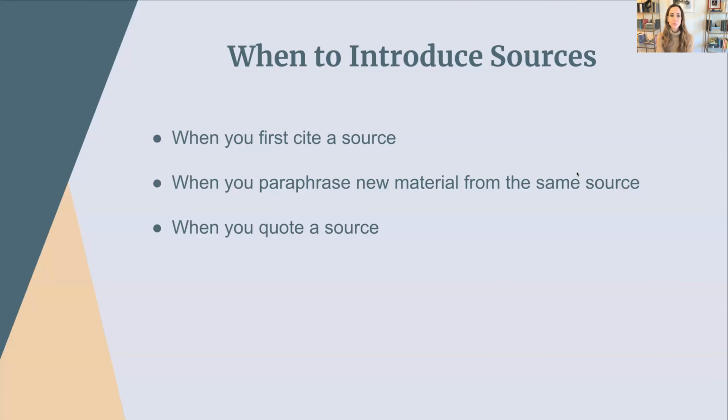When you introduce a source, it's often when you first cite a source. Instead of just adding a parenthetical citation, there are reasons to add a bit more information to introduce a source, just like in that example I showed you. When you paraphrase new material from the same source, you may want to introduce a source differently based on the material you're presenting. And when you quote a source, these are all instances when you want to introduce a source instead of just dropping in a parenthetical citation.